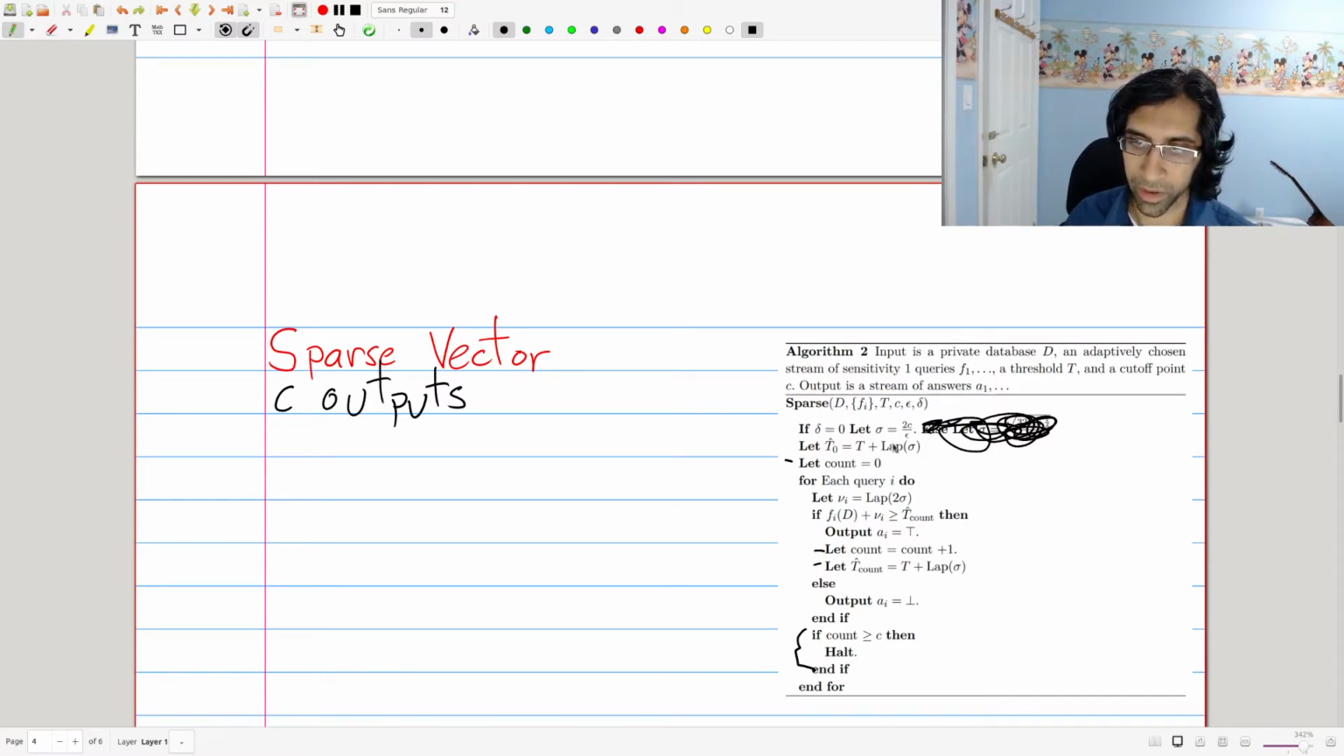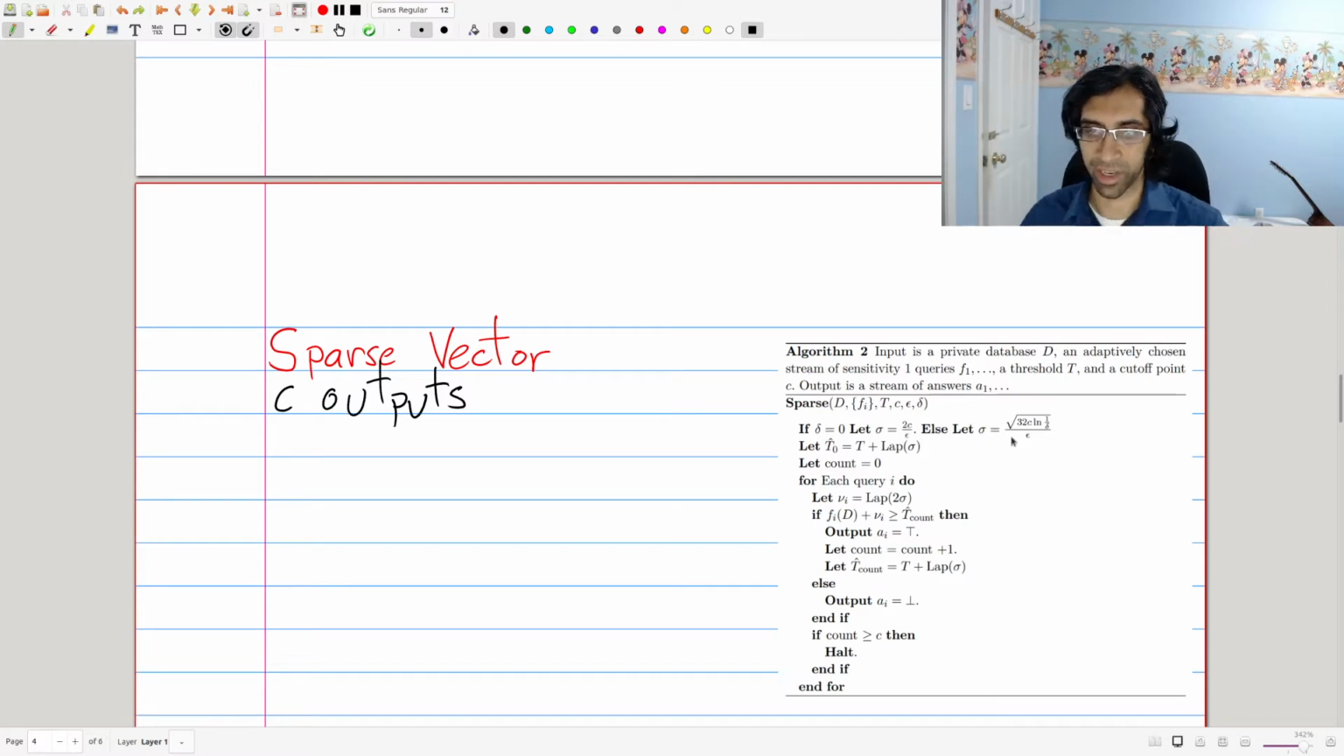And in particular, you can see that the value of sigma is exactly the same as it was before, how much noise we added at every place. But this time, we've scaled the noise up by a factor of C. Why have we done that? Well, that's just due to basic composition. And similarly, if you're okay with a delta greater than 0, you can get away with scaling it up only by a factor of roughly root C, using advanced composition here.